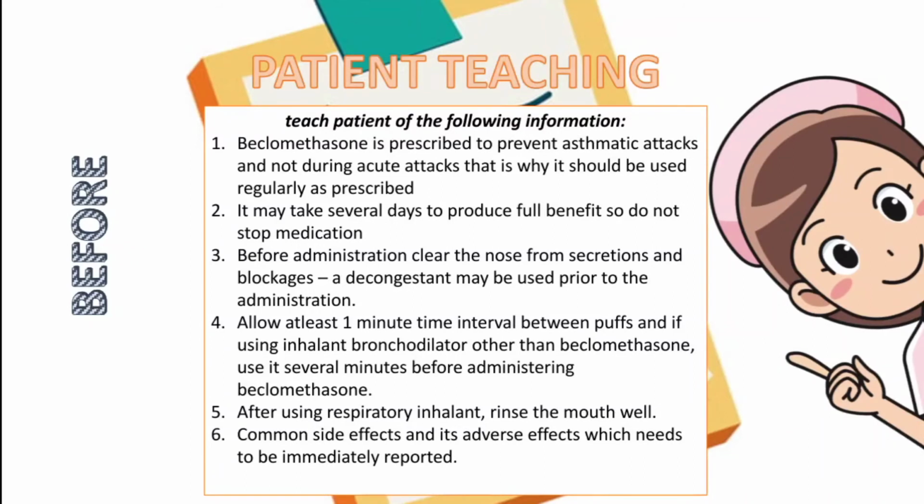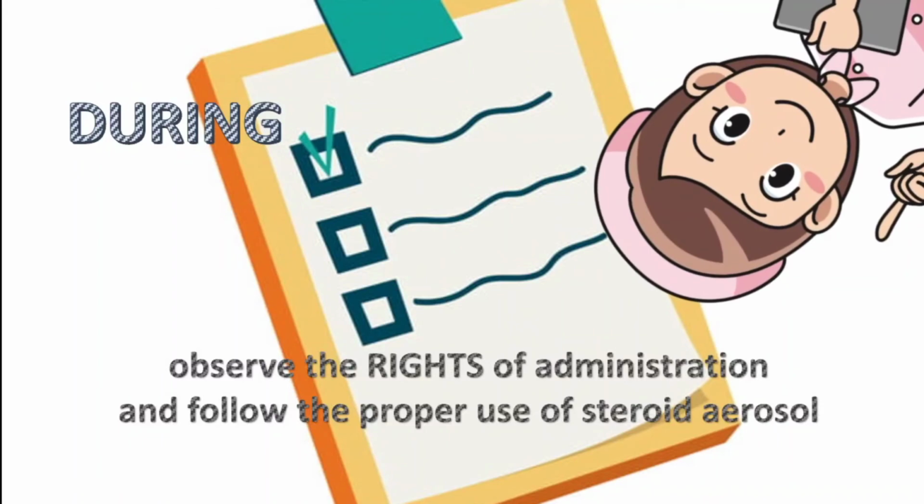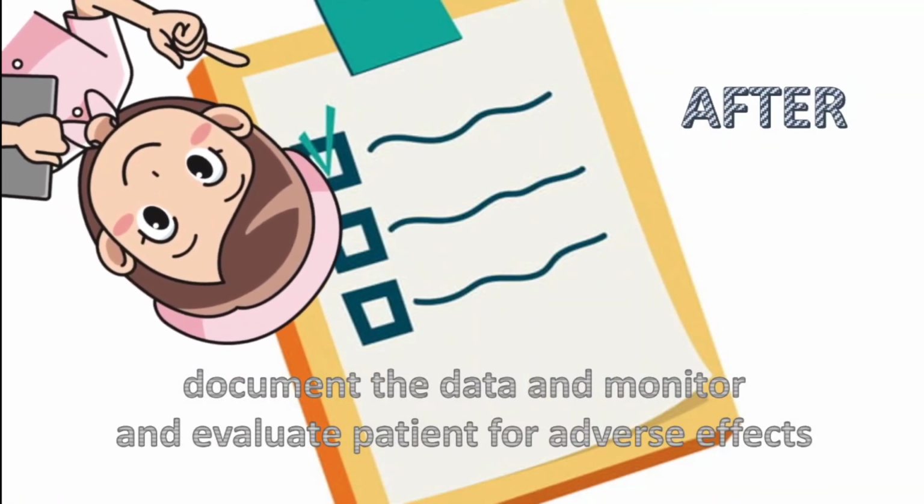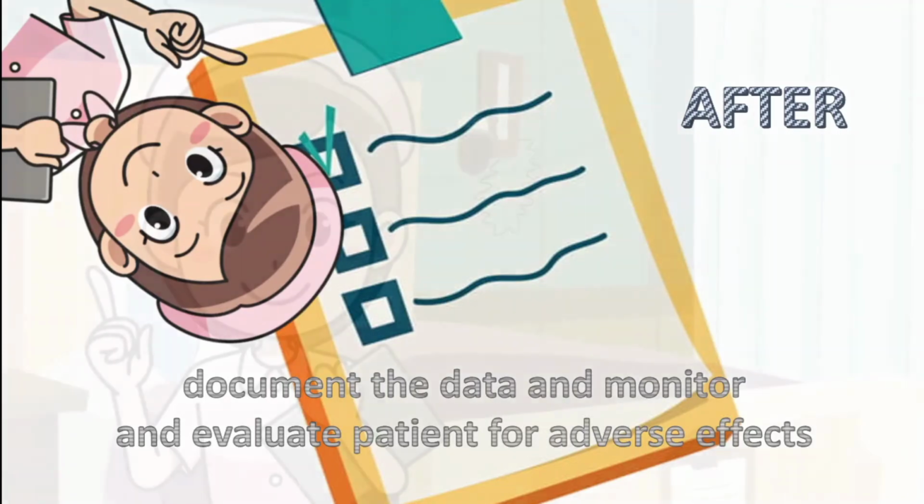Allow at least a 1 minute interval between puffs, and if using an inhalant bronchodilator other than beclomethasone, use it several minutes before administering beclomethasone. After using a respiratory inhalant, rinse the mouth well. Also, teach the patient the common side effects and the adverse effects which need to be immediately reported. During administration of beclomethasone, a nurse should observe the rights of administration and follow the proper use of the steroid aerosol. And lastly, after administration, document the data and monitor and evaluate the patient for adverse effects.